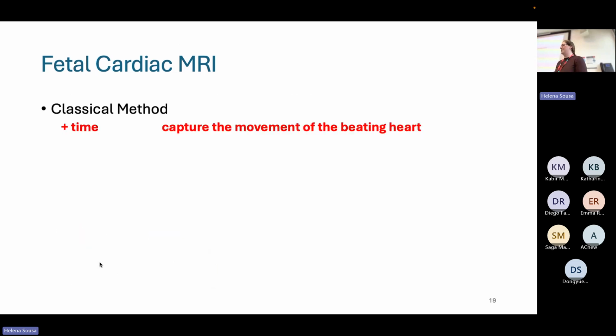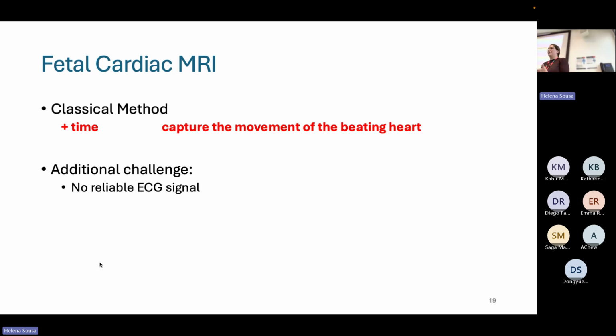So we use the classical method and we add time as an extra dimension onto that in order to be able to capture the movement of the beating heart. But we have an additional challenge, which is the lack of an ECG signal, which would normally be present when doing a cardiac MRI.